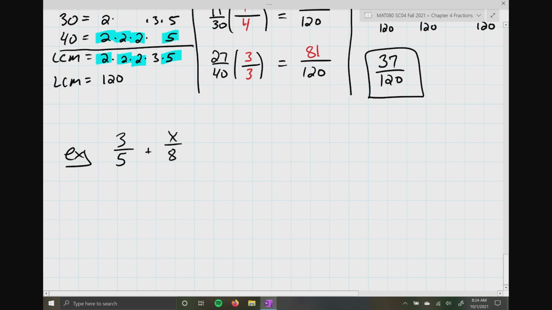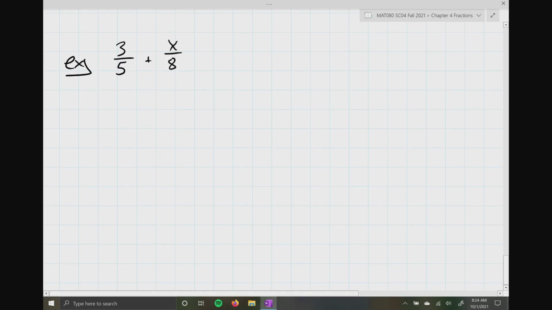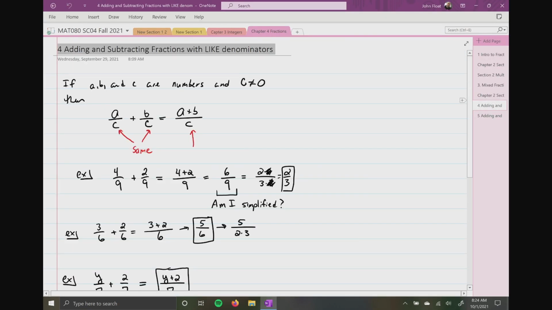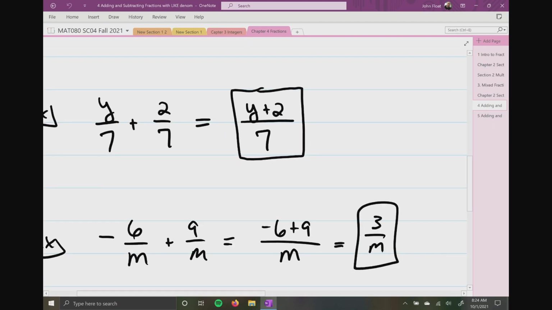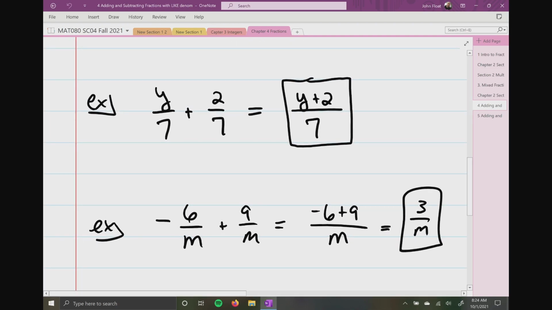So we have 3 over 5 plus x over 8. No, we are not solving here. There's no equal sign. You were just simplifying, okay? Now, have we seen an example where there's a variable yet in this class when we're dealing with fractions? Yeah, when we were doing division, we did 5 over 3 divided by q over 3. And what about when we were adding and subtracting with like denominators? Oh yeah, we did. We did negative 6 over m plus 9 over m. And then we also did y over 7 plus 2 over 7.